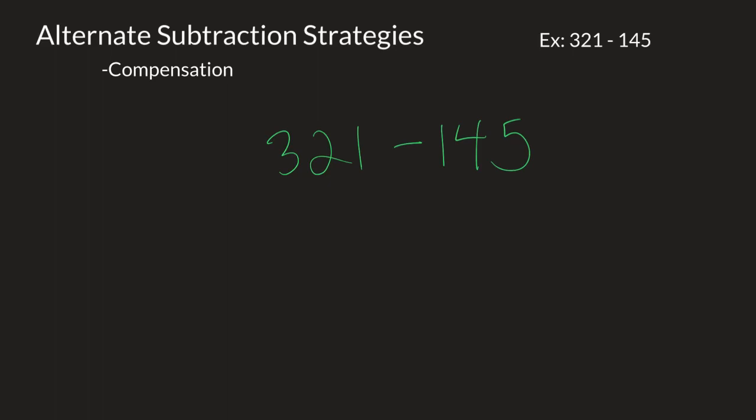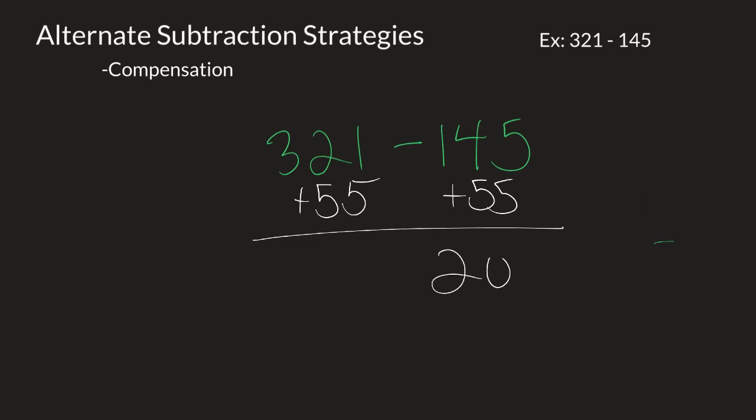How about we do this? Let's add to get to the nearest 100 for that side. We would have to add 55, and if we do it on this side, we would also have to do it on this side. So our new equation would be 200 take away 376. Now that would be a lot easier to subtract, and that answer would be 176. Does that make sense?